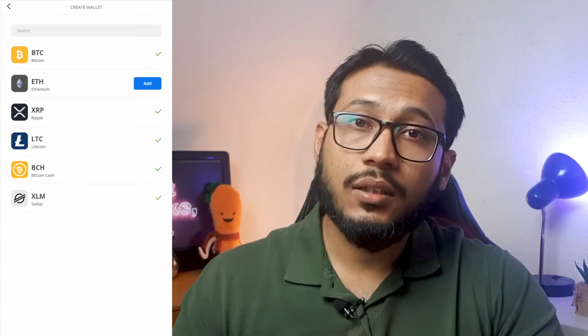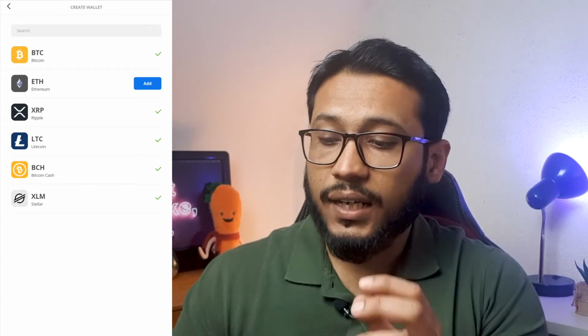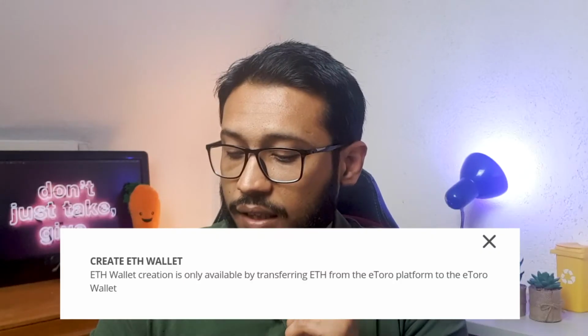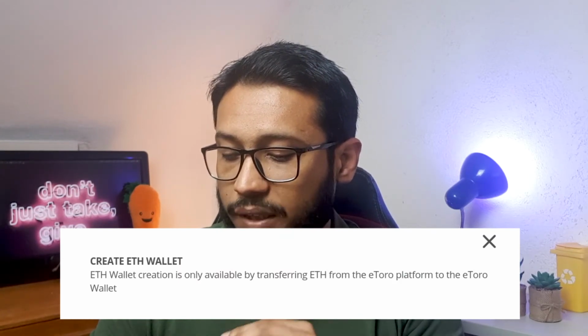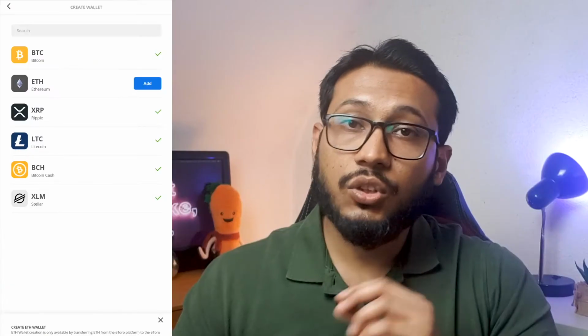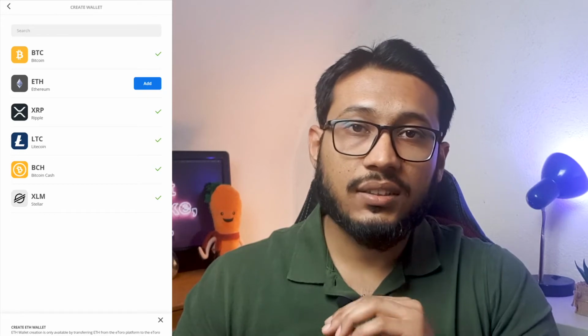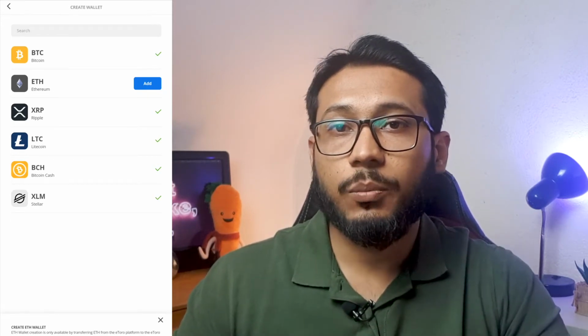Now, one issue that many users have is when they click on the add Ethereum wallet button, there comes an error which says that Ethereum wallet creation is only available by transferring ETH from the eToro platform to the eToro money wallet. So you do not need to add the Ethereum wallet. You can simply transfer from the eToro trading platform directly into the eToro money wallet. You need to check which cryptocurrencies are supported before you can transfer that cryptocurrency out of the eToro trading platform into the eToro money wallet.